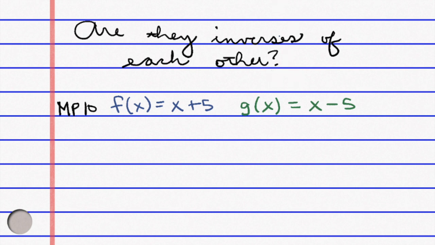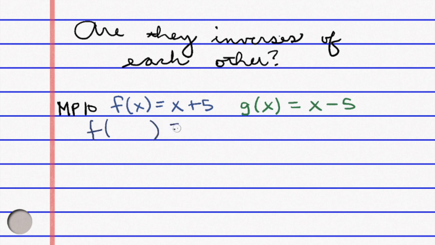Okay, so I'm going to try to color code this to make it a little bit easier for you. All we're going to do is take this green function and plug it in for this x. And if it comes out to be x, then it is an inverse. Then we're going to take this blue function and plug it into the green function for this x and solve it. And if it comes out to be x, then we are good. All right, so let's get started here.